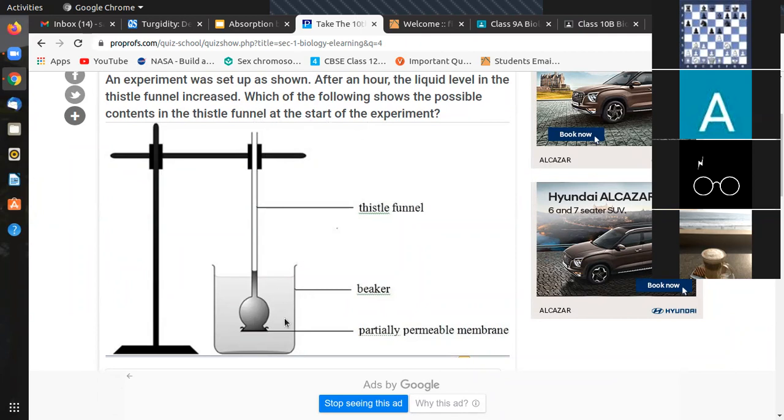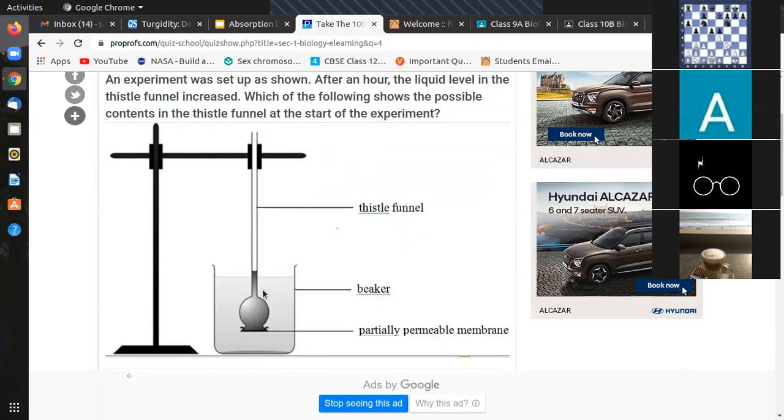What is the Thistle funnel? It's just a type of funnel which will allow the movement. At the end of this Thistle funnel, you have a membrane attached, so that is a partially permeable or semi-permeable membrane. So that is the way this Thistle funnel is. Now, which of the following shows possible contents in the Thistle funnel at the start?